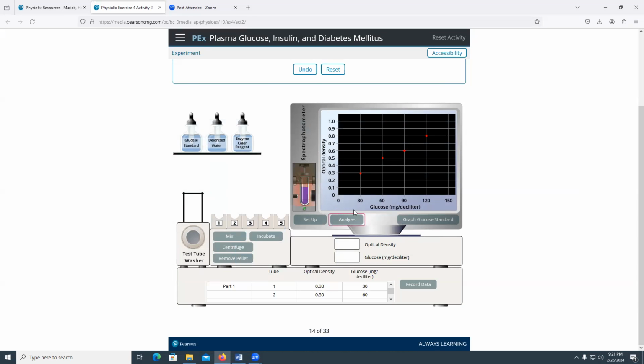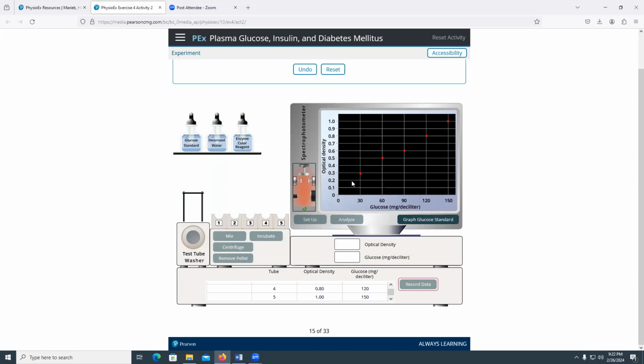I knew that it was 150 milligrams per deciliter. It was my independent variable. That's why it was on my x-axis. And on my y-axis, I never knew that. I knew that on test tube number 5, I had 150 milligrams per deciliter, but I never knew what the optical density was. But when I ran it through my spectrophotometer, it turned out that 150 milligrams per deciliter comes out to about a whole 1 optical density.